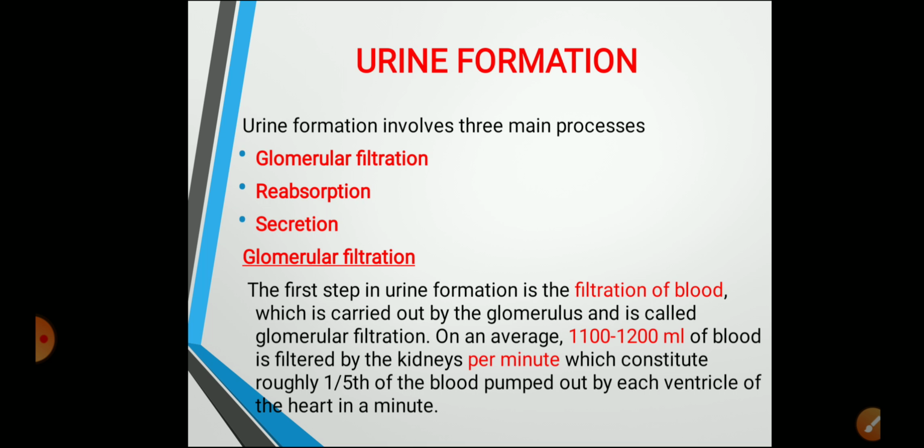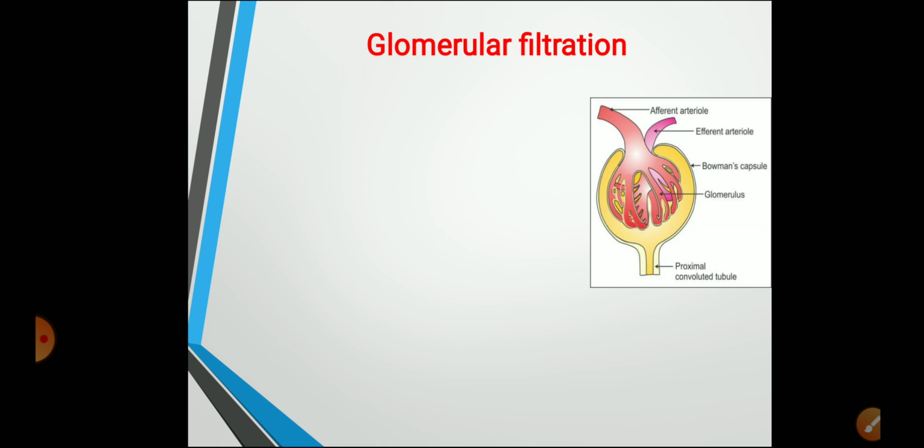So when we studied the circulatory system, we have seen that the heart pumps the blood, isn't it? So there, in a minute, that is cardiac output, we have seen that almost 5 liters of blood will be pumped out by the heart per minute, right? So the kidneys filter about 1/5 of that. Kidneys filter about 1100 to 1200 ml of blood, and this filtration which takes place in the glomerulus is called glomerular filtration. Now let's see the definition of glomerular filtration.